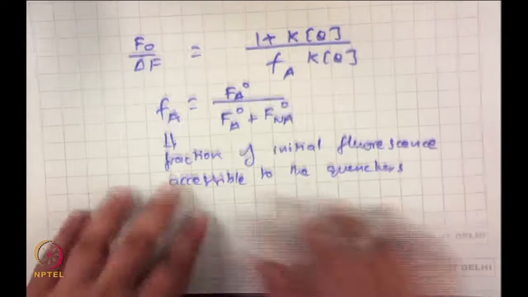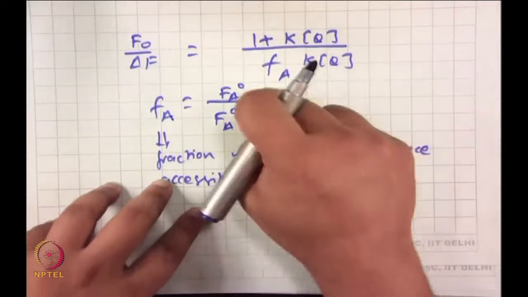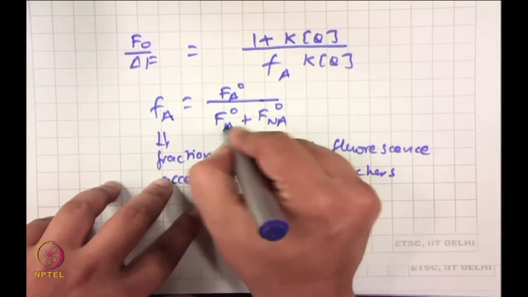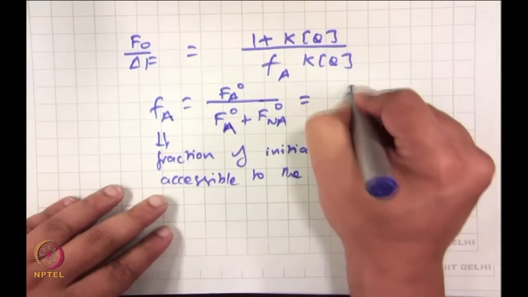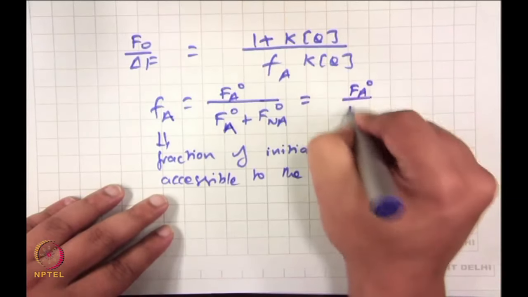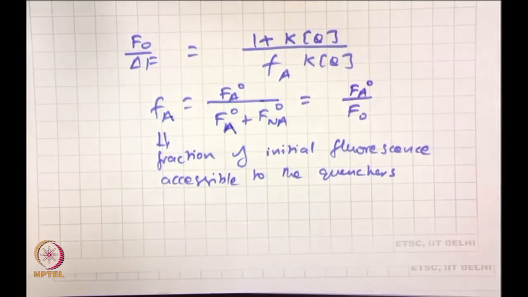What you are saying is, see F a, this is equal to F a naught over F a naught plus F n a naught. Now, F a naught plus F n a naught is equal to F naught or F 0, so this can be written as F a naught over F 0, is it not? So, it immediately says, if my total intensity is F 0, then F a naught over F 0 would be the fraction of the initial fluorescence which is already accessible to the quencher molecules. Okay.